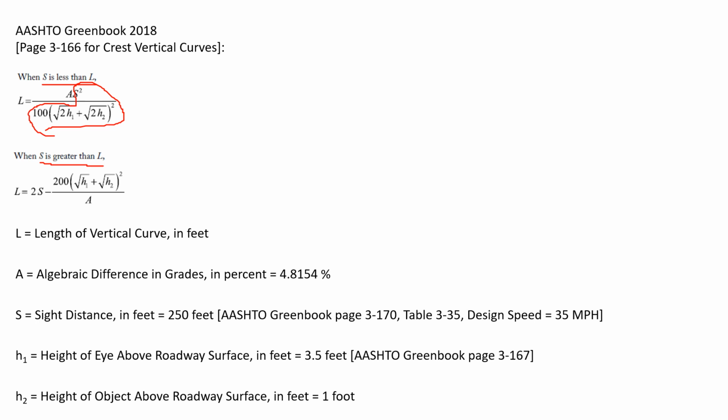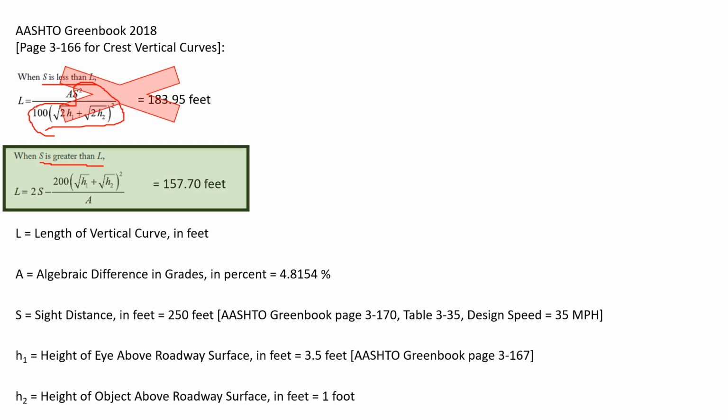So let's start plugging the values into these equations. Using the first equation, in the scenario where S is less than L, we get a length of curve of 183.95 feet. This is actually less than our sight distance of 250 feet, so that equation is not going to work, which means the second equation must be the one we need to solve this problem. Putting in our values of S, A, H1, and H2, we find an answer of 157.7 feet. That is less than our sight distance of 250 feet, so that's the correct value.